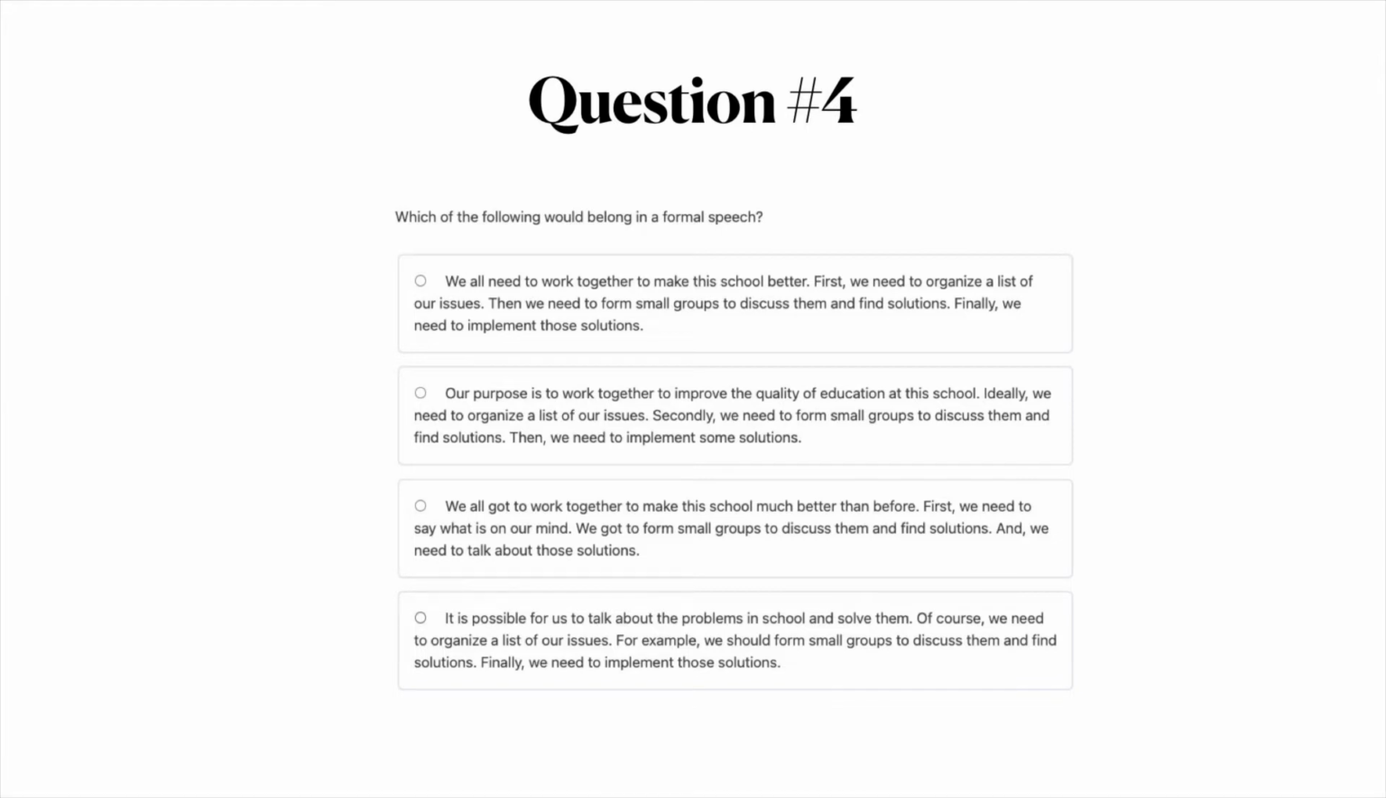C, we all got to work together to make this school much better than before. First, we need to say what is on our mind. We got to form small groups to discuss them and find solutions. And we need to talk about those solutions. Or D, it is possible for us to talk about the problems in school and solve them.